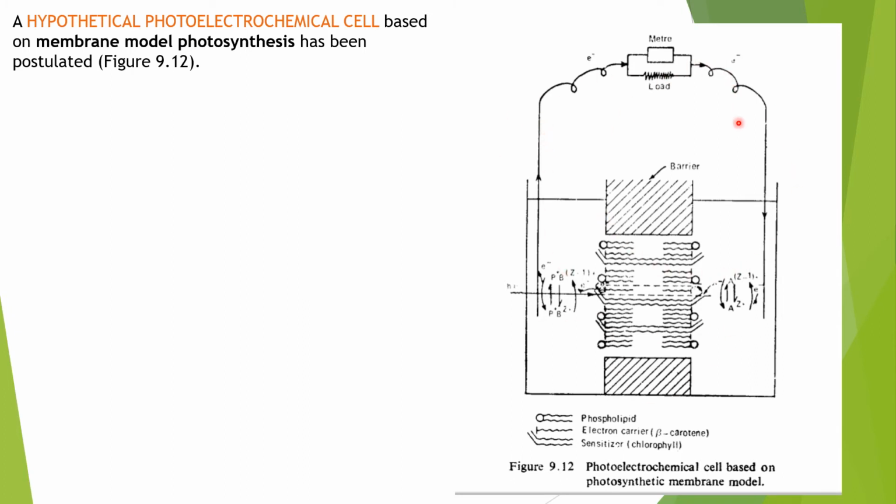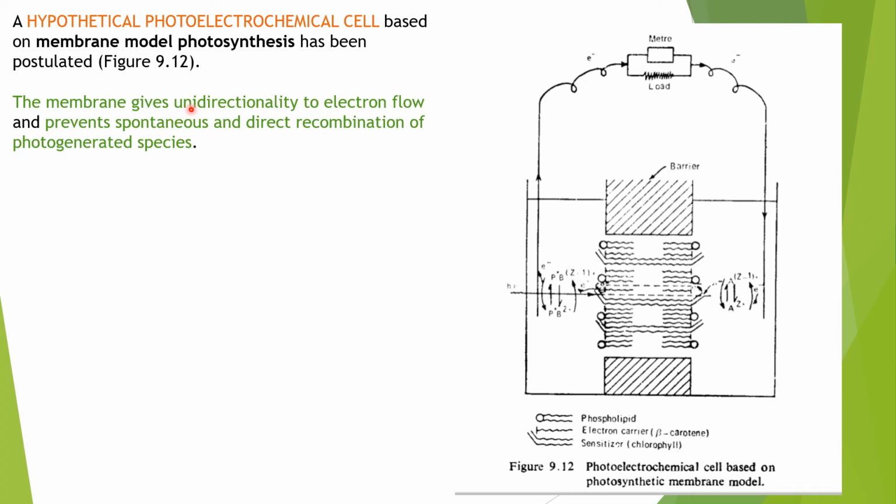This is a hypothetical photoelectrochemical cell based on the photosynthetic model. Just as photosynthesis occurs in plants, the same theme is used here. For that, they have used barriers. This is some middle portion and we will get the electricity. These are called the phospholipid layers. Then this layer is called the electron carrier, beta carotene, and these are the sensitizer parts. So the membrane, the phospholipid layer, the electron carrier, and then the sensitizer.